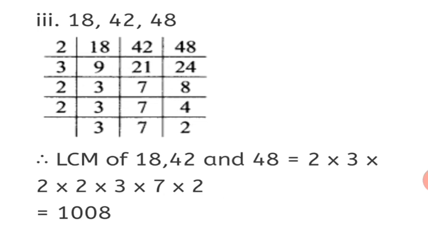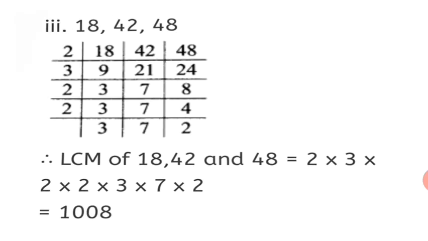Therefore, LCM of 18, 42 and 48 is equal to 2 into 3 into 2 into 2 into 3 into 7 into 2. That is the left column into the bottom row, which is equal to 1008.